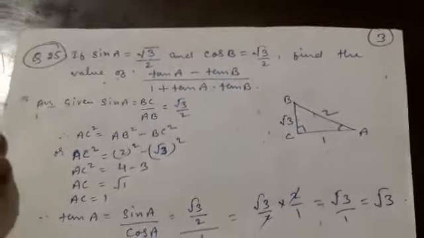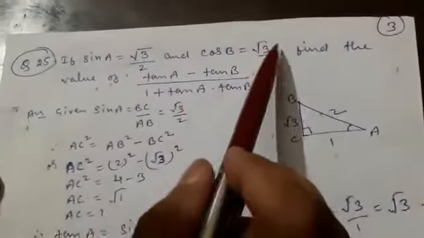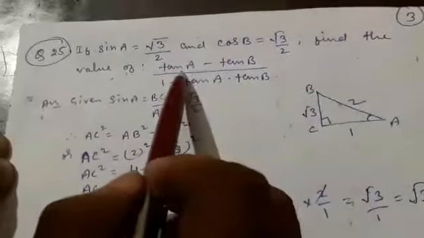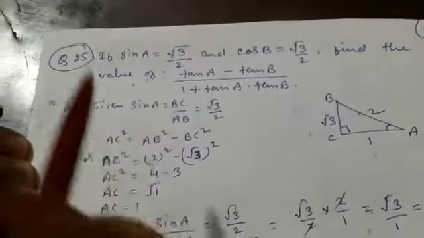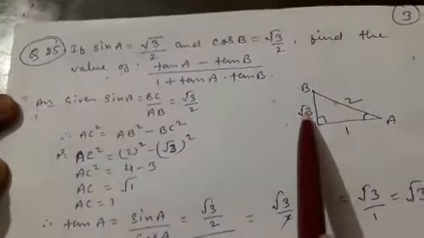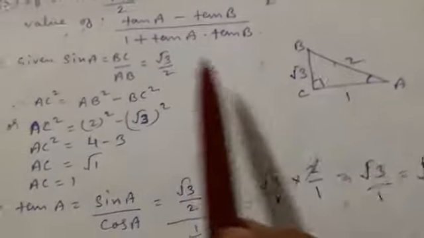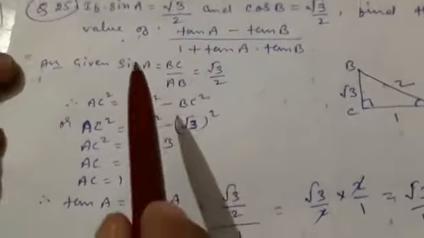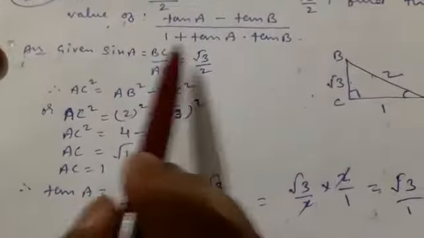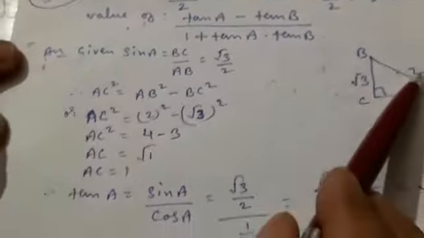Now we will see the next question, number 25. If sin A is equal to root 3 by 2 and cos B is equal to root 3 by 2, find the value of tan A minus tan B upon 1 plus tan A into tan B. Let us see. Given sin A is equal to what? As we know, P by H, it means BC by AB. That is equal to, it is given, root 3 by 2. It means BC is equal to root 3 and AB is equal to 2.